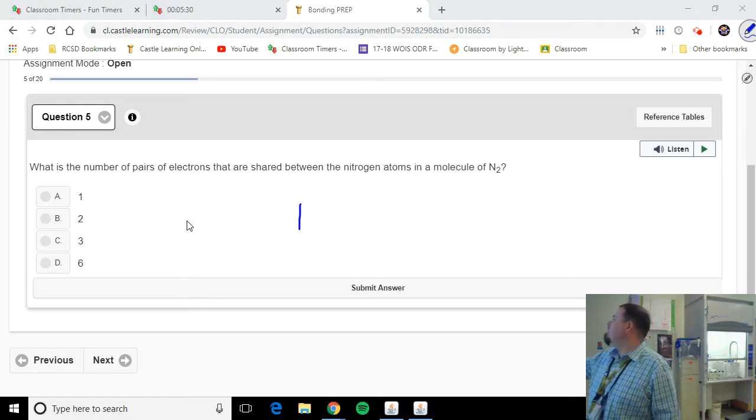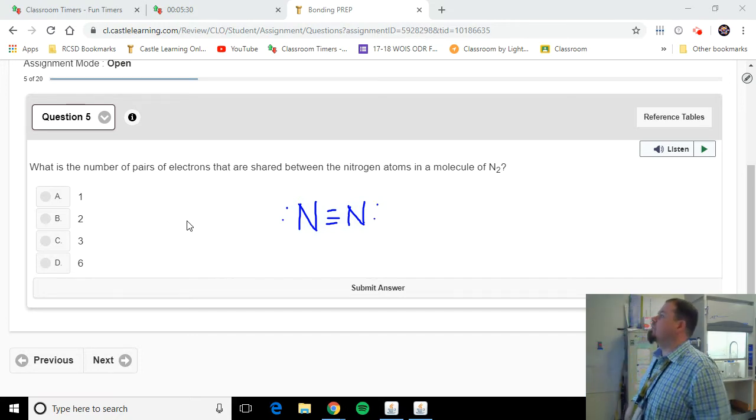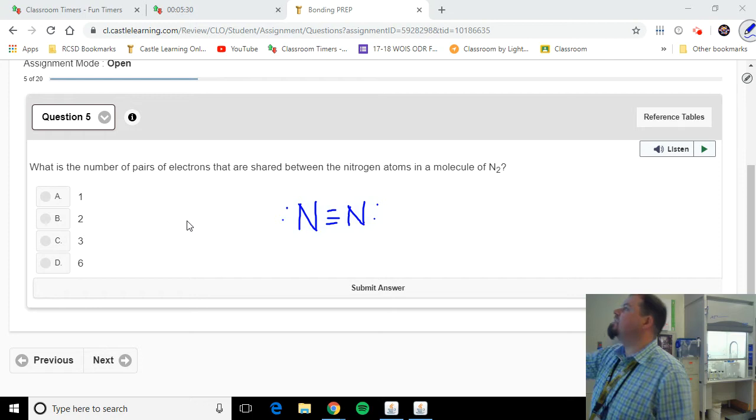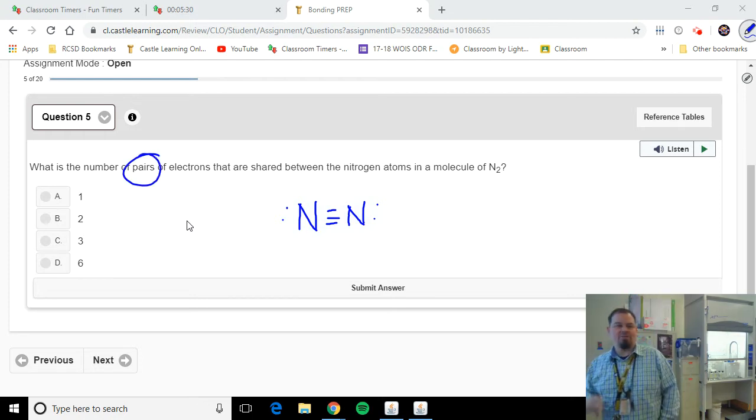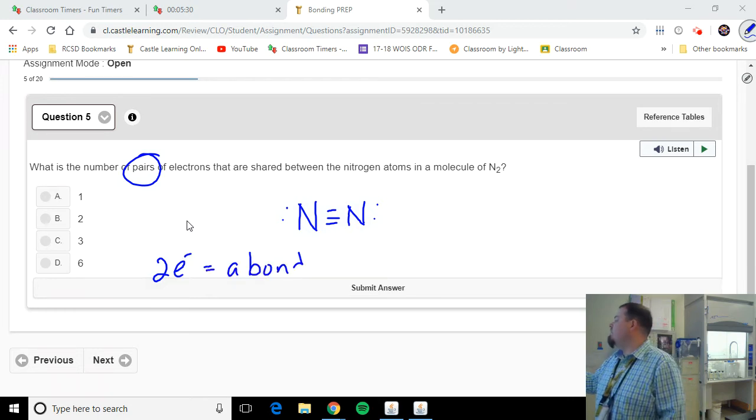N2, this is a guy we need to be able to learn how to draw pretty quick. There he is. It says, what is the total number of pairs? So this is a tricky question. It's pairs. A pair of electrons is 2. And 2 electrons, we know, equals a bond. So I can rephrase this and say, how many bonds? Well, how many bonds are between the N's?